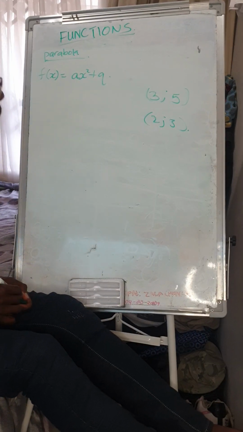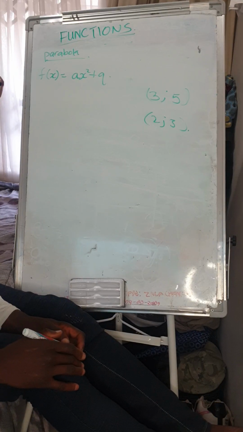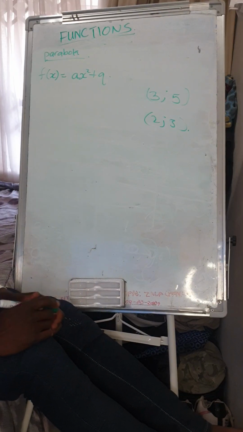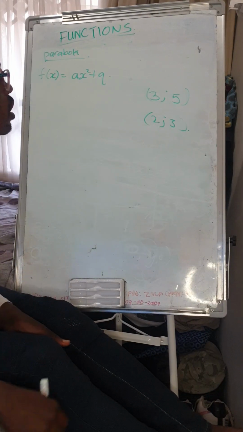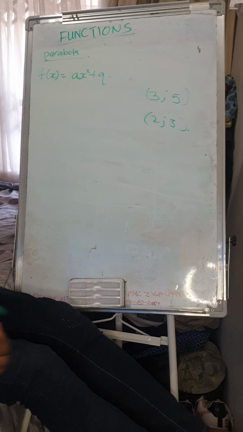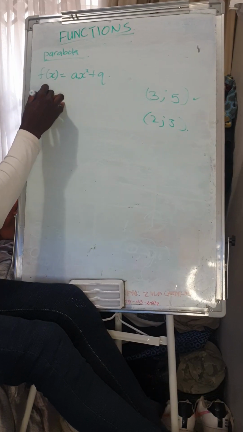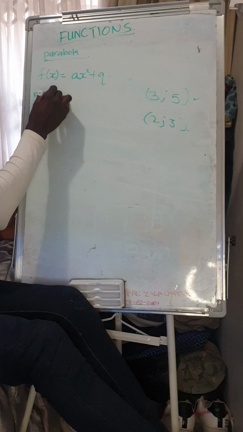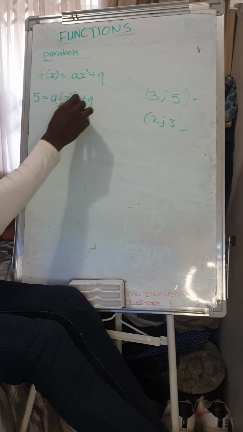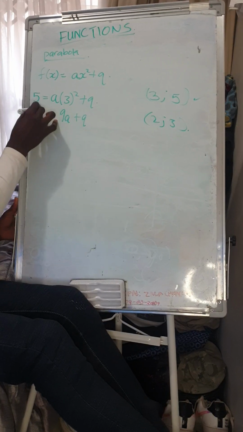That's what we know. Apparently, we don't have the q, the y-intercept, which is practically the turning point. We don't have it at the moment. We're given two random points, just that one and that one. So what we are going to do here, we take the first point and say 5 equals a times 3 squared plus q. 3 squared is 9, so 9a plus q equals 5.